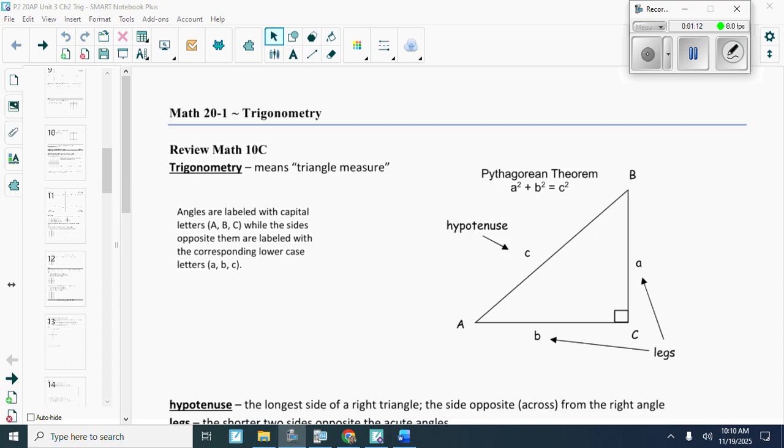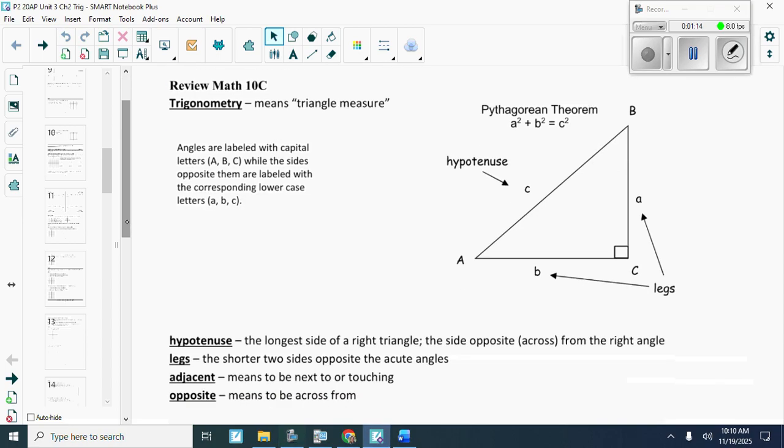So just a reminder, when we're labeling our triangles, the hypotenuse never changes. It's always the side of the triangle that's opposite your right angle. The other two sides, we're actually going to call them legs. So if you see the term legs, that's what a and b are going to be called.